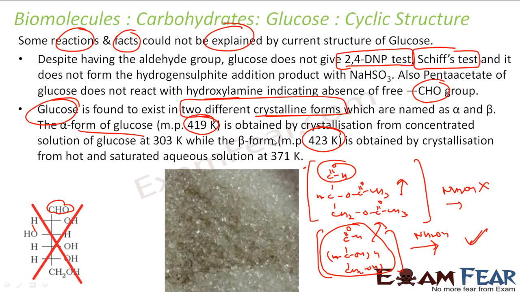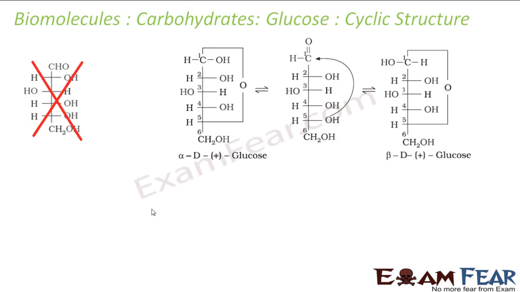They are obtained using different processes. The alpha glucose is prepared from a concentrated solution of glucose at 303 Kelvin, while the beta glucose is obtained from a similar solution at 371 Kelvin, that is, a hot and saturated aqueous solution. So with this, it was pretty obvious that this figure is not the correct one. So they came up with two cyclic figures, alpha D-glucose and beta D-glucose.